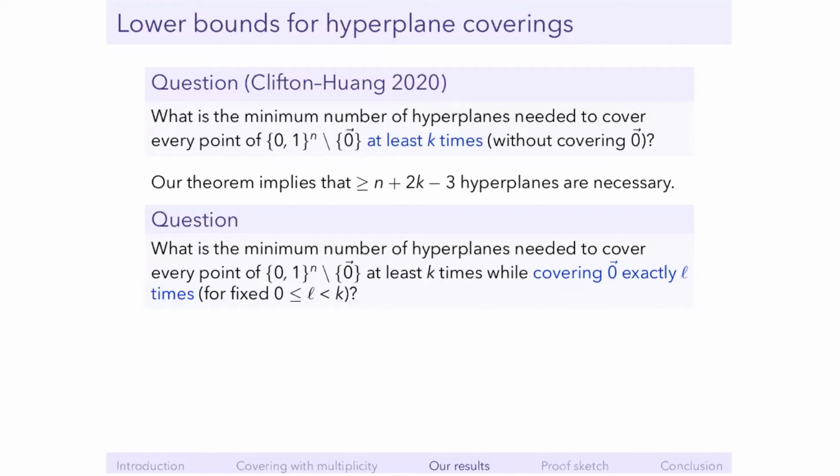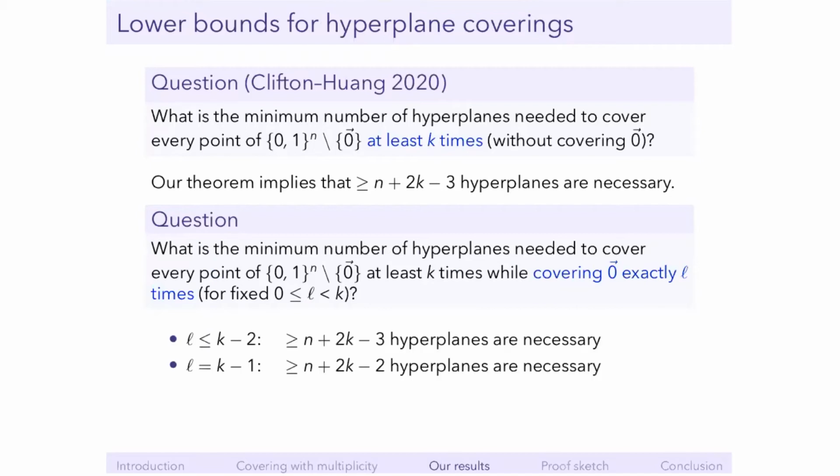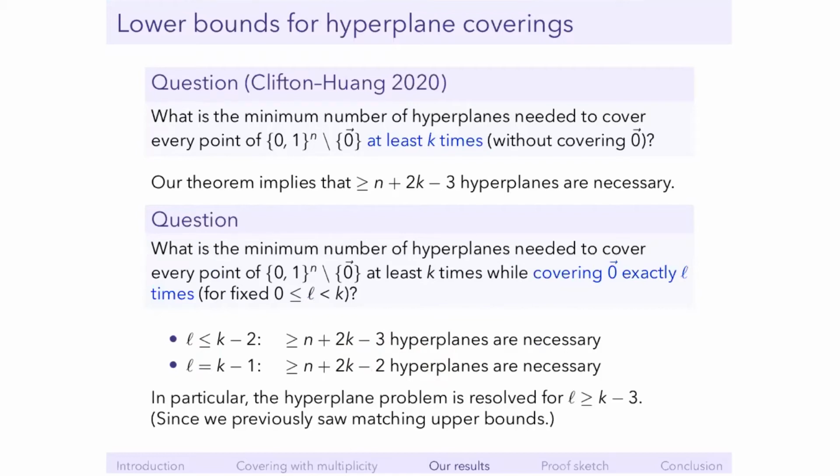And then for this more general question, we also get lower bounds just from the theorem I showed you on the last slide: when L is at most k minus 2, you need at least n plus 2k minus 3 hyperplanes. And when L is equal to k minus 1, you need at least one more hyperplane than that. In particular, I showed you the upper bounds for this hyperplane question earlier. These lower bounds match the upper bounds when L is at least k minus 3. So when the multiplicity at the origin is no more than 3 less than the multiplicity outside the origin, we're able to completely resolve the hyperplane question.